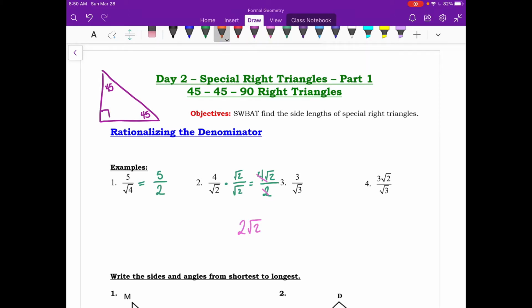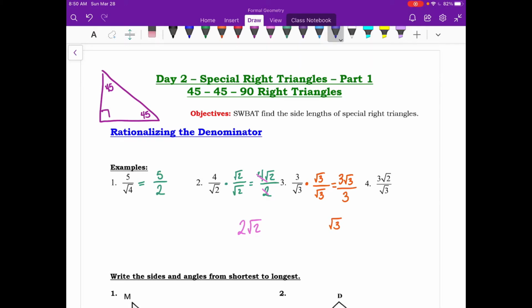Okay, number 3. Same thing, I just need to multiply by the square root of 3 on the top and the bottom to get rid of that square root 3 at the bottom. So, multiply across, I get 3 square root of 3. Square root of 3 times the square root of 3 is 3. Again, I can reduce 3 divided by 3 is just 1, so that'll be 1 root 3, but we don't normally write that 1, so it's just root 3.